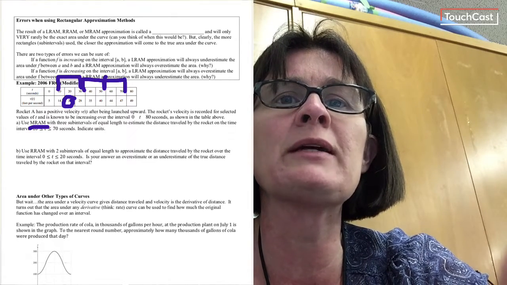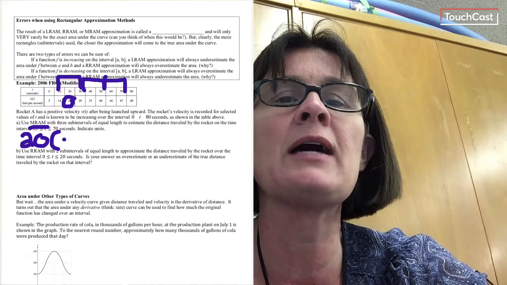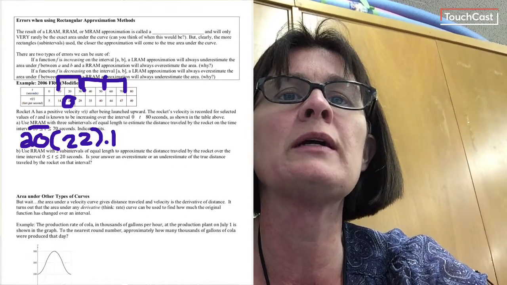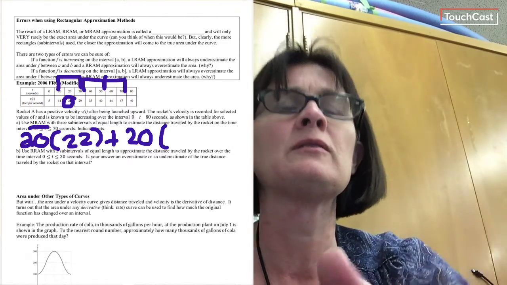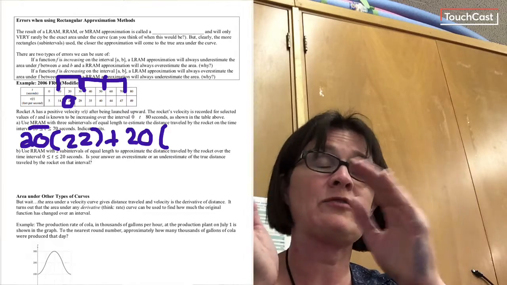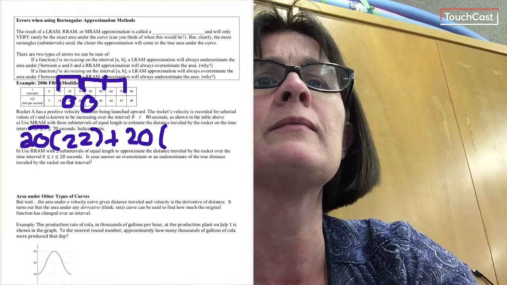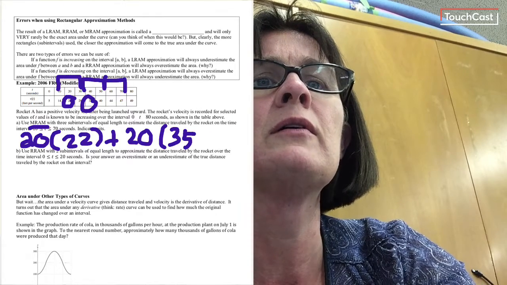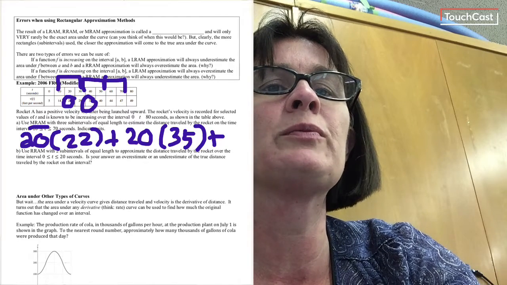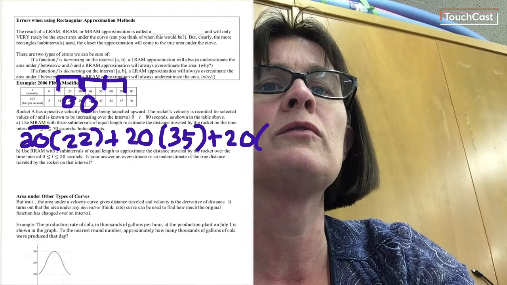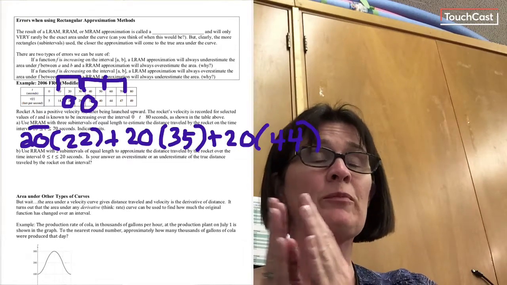So each of my rectangles is 20 wide. So it's going to be 20 times the height is 22 plus my next rectangle is also 20 wide, and its height is, well, it covers from 30 to 50. Halfway between 30 and 50 is 40. So I find the output when the input is 40. 35 plus here. So it's 60. My output is 44. So that's going to give me the number part of my answer.